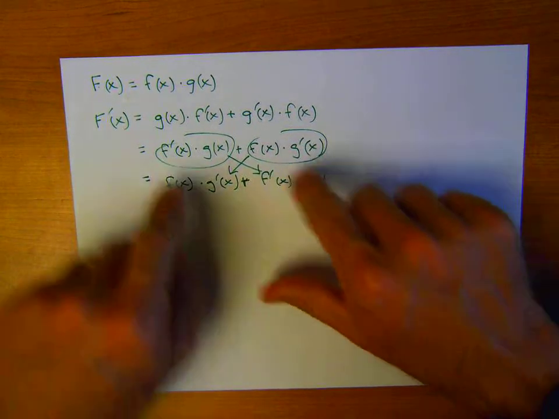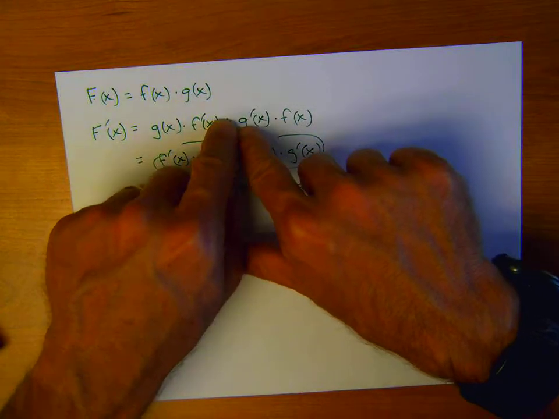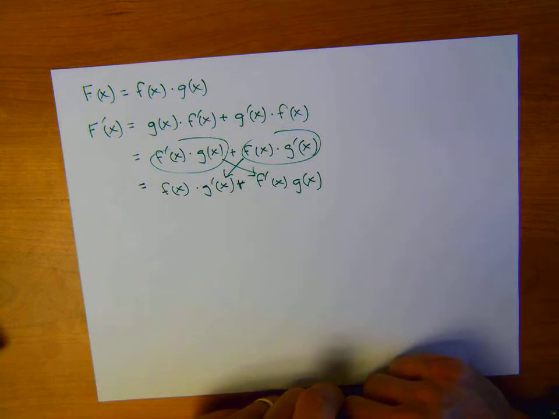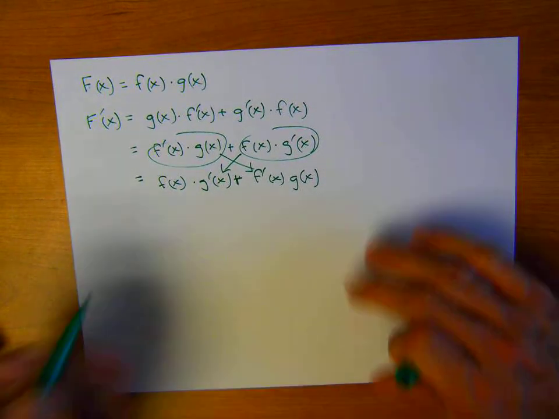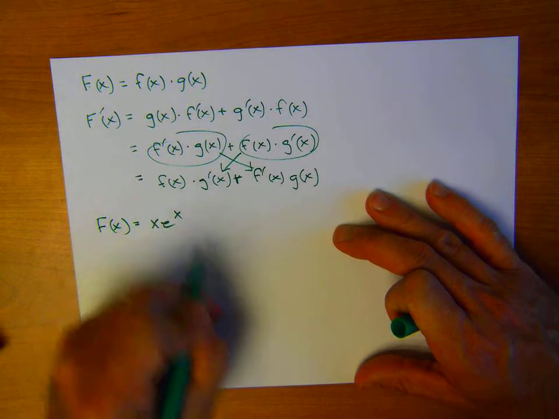But again, the big picture: you take the derivative of one of them, leave the other one alone, plus the derivative of the one you haven't taken yet times the other one. All right? So what would that mean for the function that we started with, x e to the x?